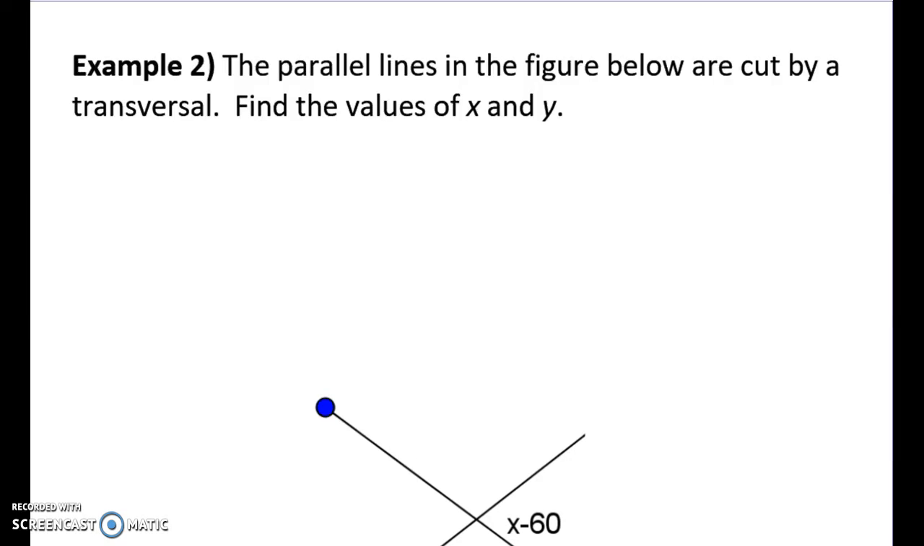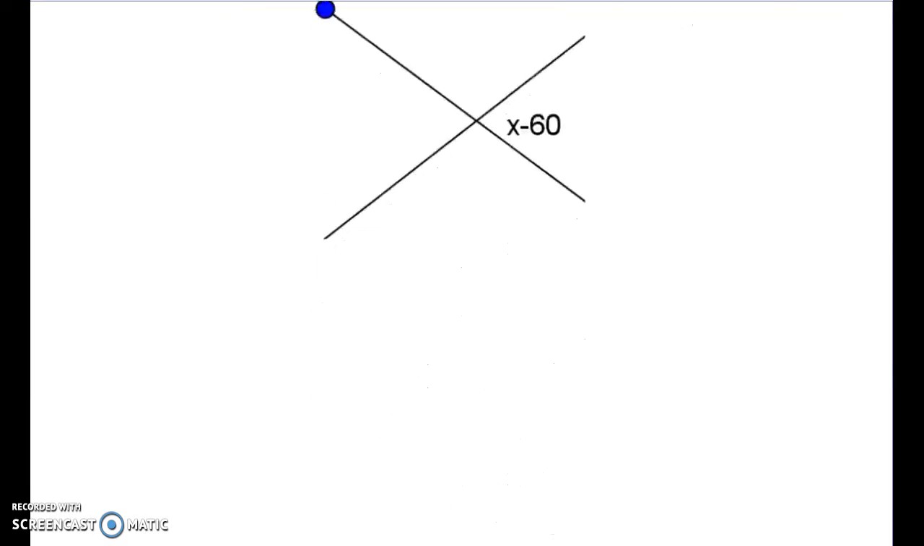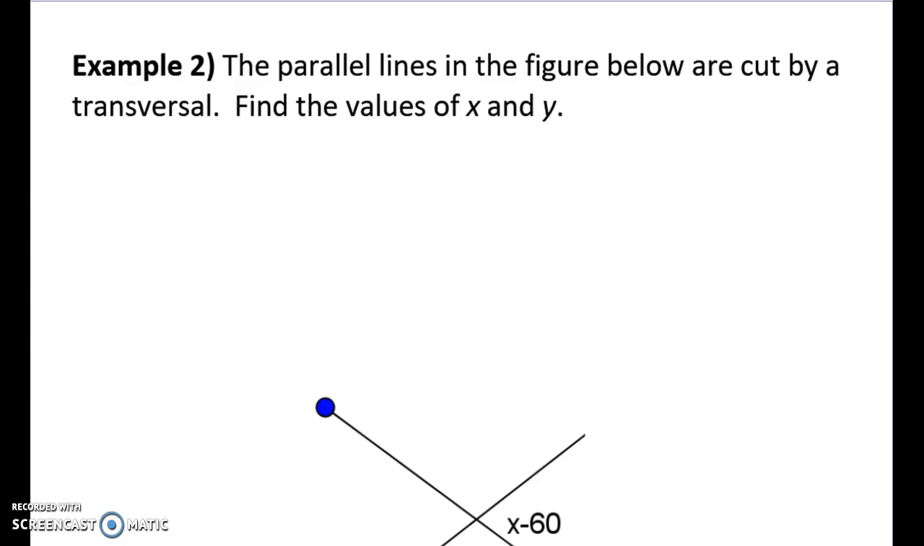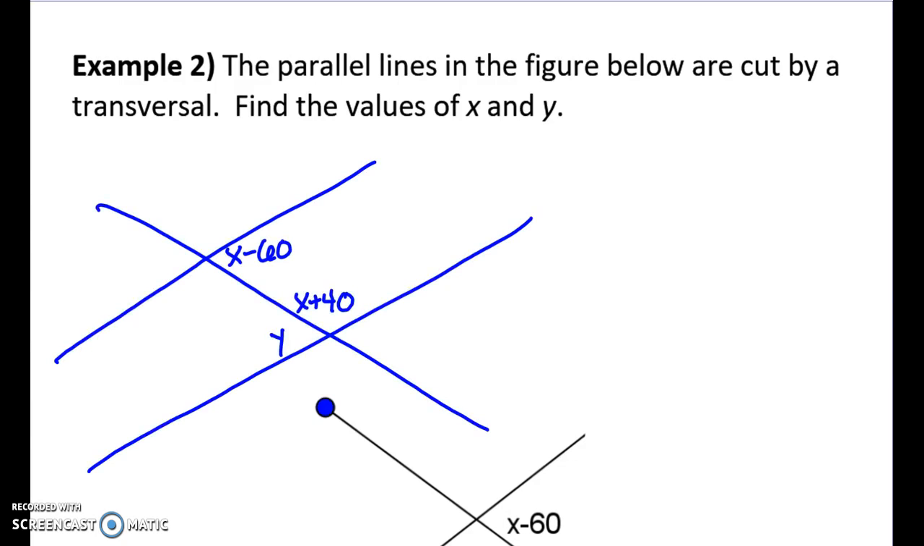Now let's take a look at example 2. Example 2 is going to have to bring in some of our old knowledge from geometry. Let's take a look at this picture. Ooh, my picture didn't show up. All right, guys, give me a second. I'm going to redraw this picture. All right, let's take a look at this.